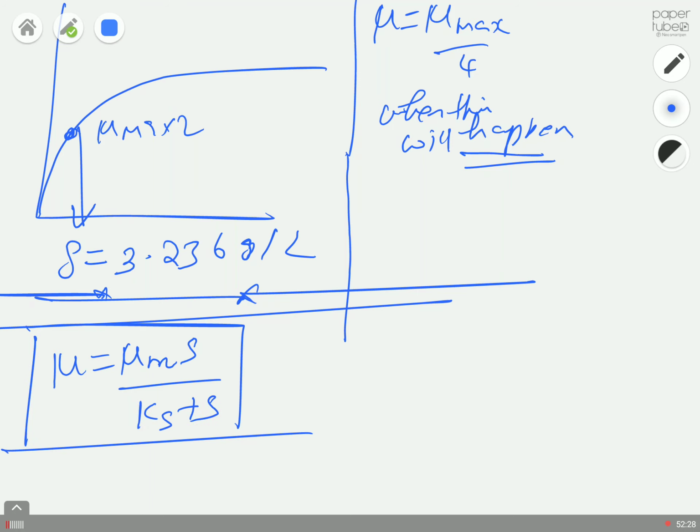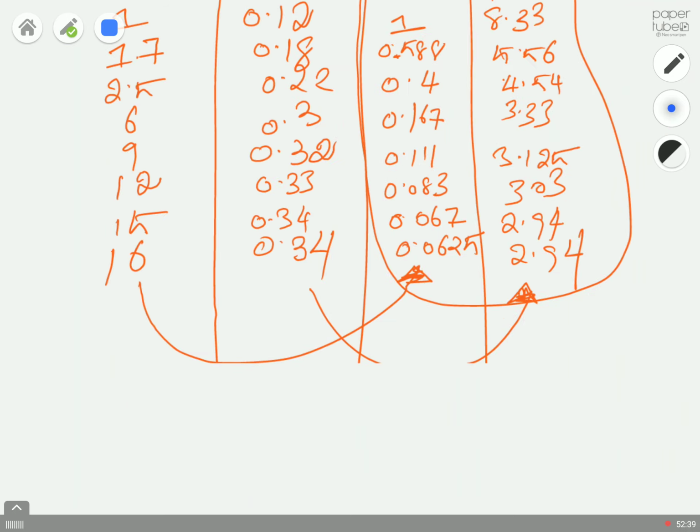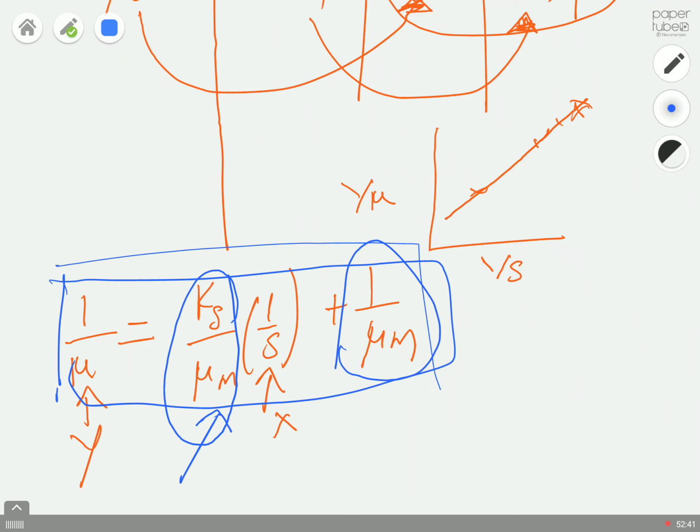Yeah, so this is really a very simple expression. It has only two constants, and you can linearize it like the one I showed here. So it's really easy to apply, and it allows you to calculate the Monod constant and your maximum specific growth rate, which is a property of the cell. So I'm going to stop the lecture now.